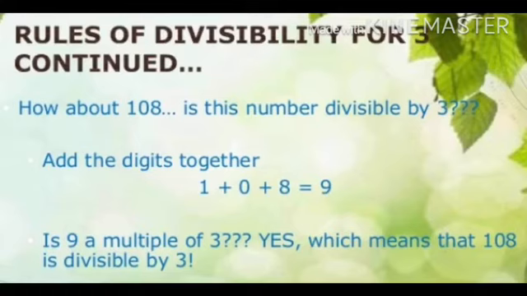Now let us take another example. How about 108? Is this number divisible by 3? Add the digits together, 1 plus 0 plus 8, which is equal to 9. Is 9 a multiple of 3? Yes, which means that 108 is divisible by 3. I repeat the divisibility of 3. If we add the digits and the sum is a multiple of 3, then the whole number is divisible by 3.